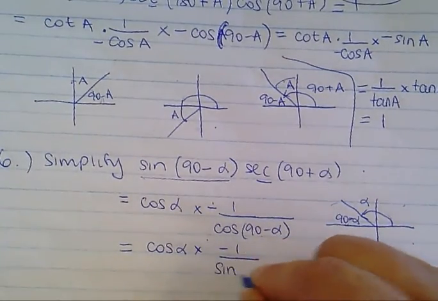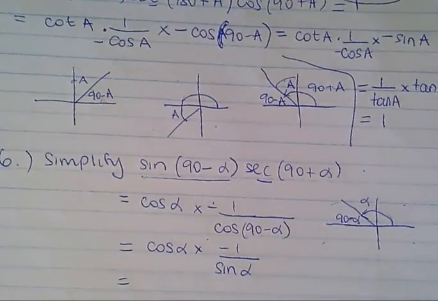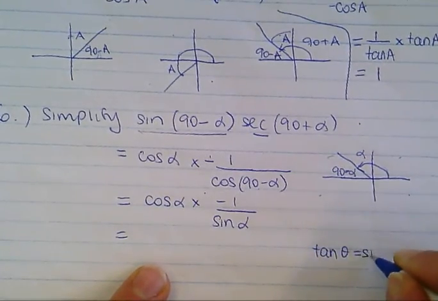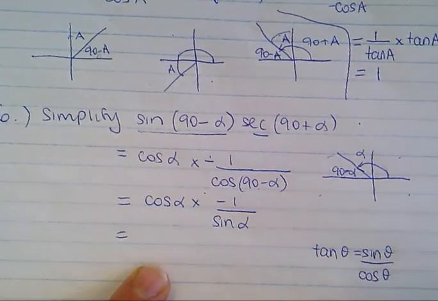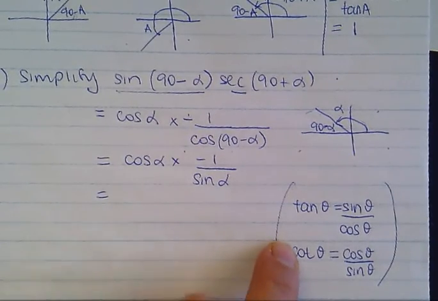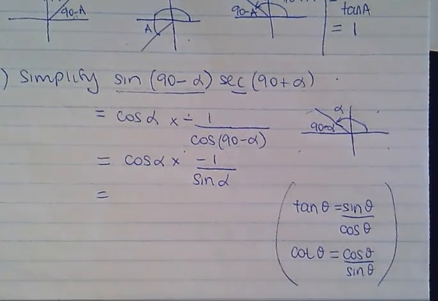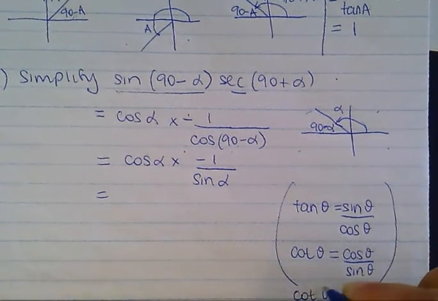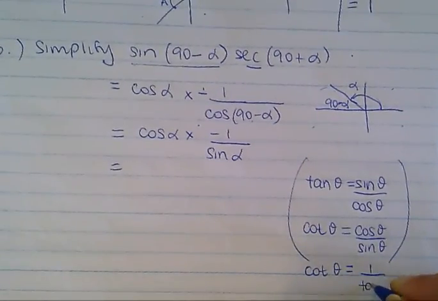what's this? Sine of alpha. Okay, now, because we know that tan theta is sine theta over cos theta, well, the reciprocal of that, cos theta over sine theta, isn't that the flipped version of tan, which is cot? So once you know that tan theta is sine theta on cos theta, we also know that cot theta, which is the reciprocal of tan, is cos theta on sine theta. Because we know that cot is 1 over tan. In other words, it's the flip of tan, the reciprocal of tan.